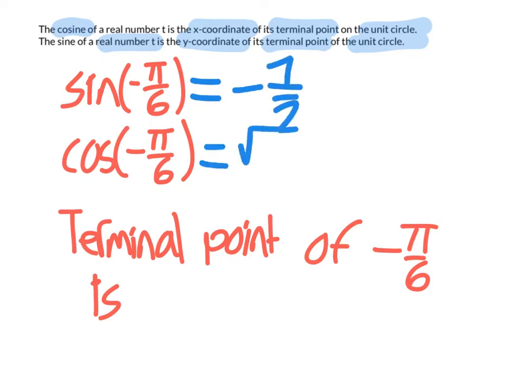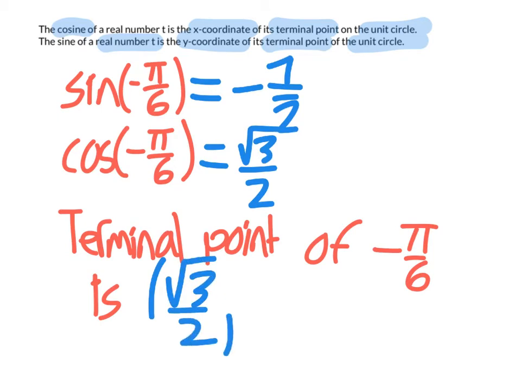and thus cosine of negative pi over 6 is square root of 3 over 2, and thus we know that the terminal point of negative pi over 6 is square root of 3 over 2, negative 1/2, which makes sense as in the fourth quadrant, the x-coordinate is positive and the y-coordinate is negative.